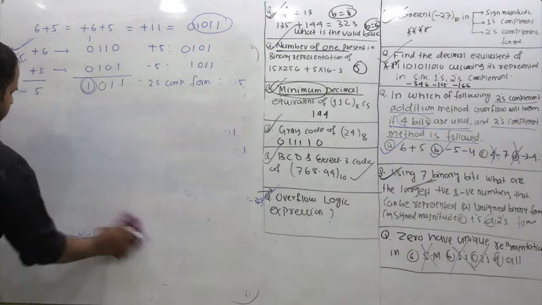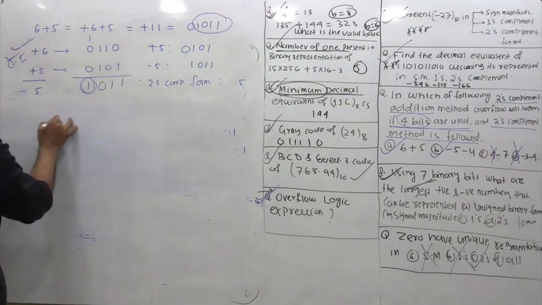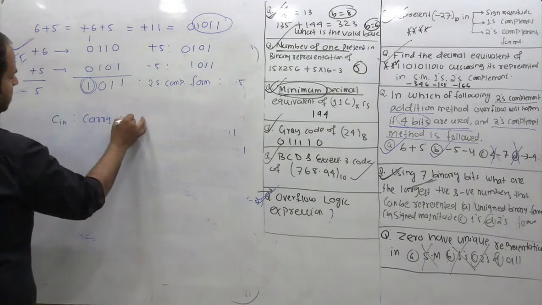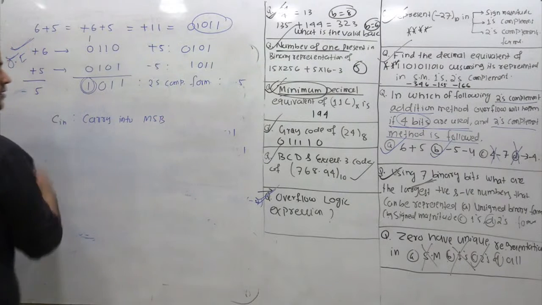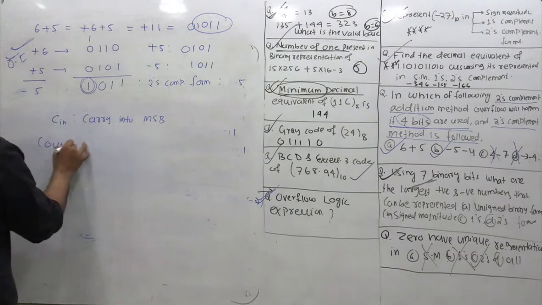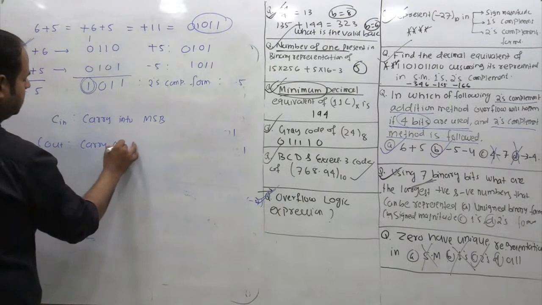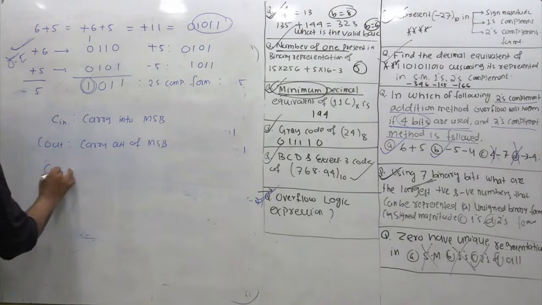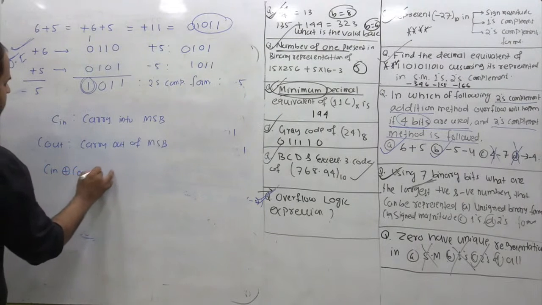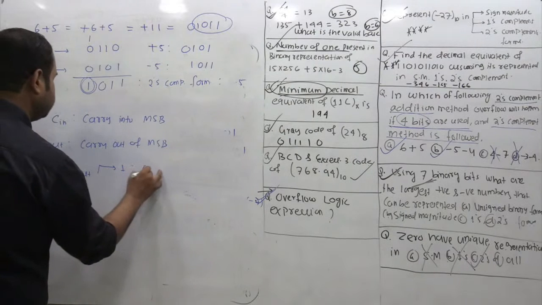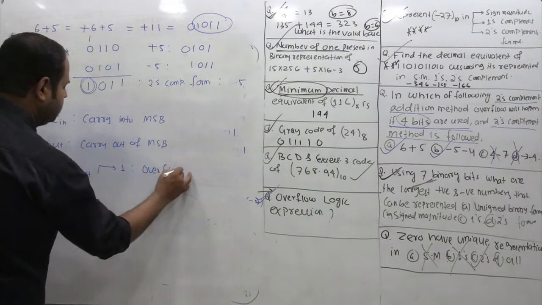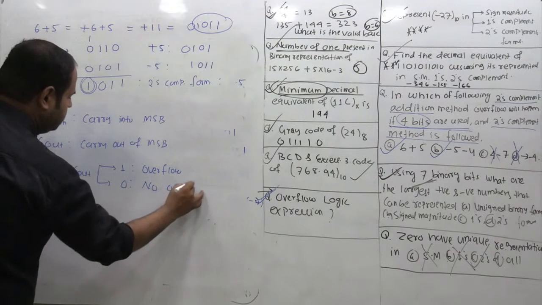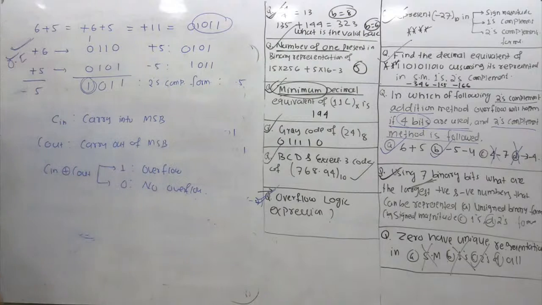So the logic expression is something like this. If Cin indicates carry into MSB and Cout indicates carry out of MSB, then if Cin XOR Cout happens to be 1, this will indicate overflow, and if this is 0, then there is no overflow. Like in this case.